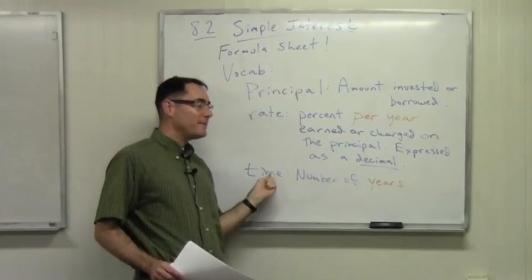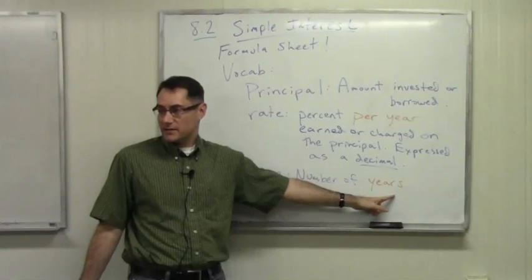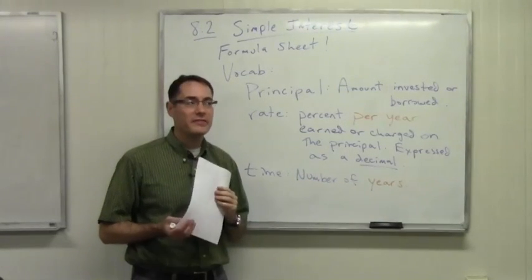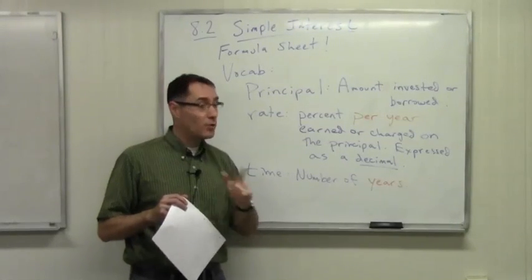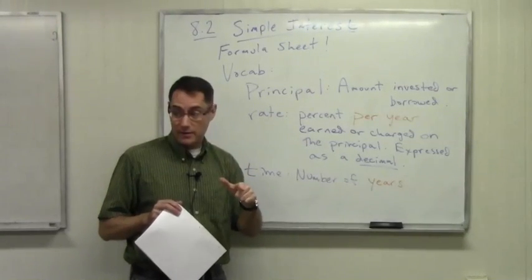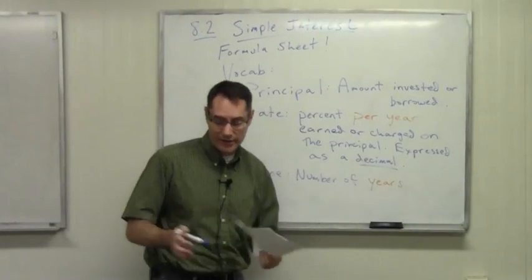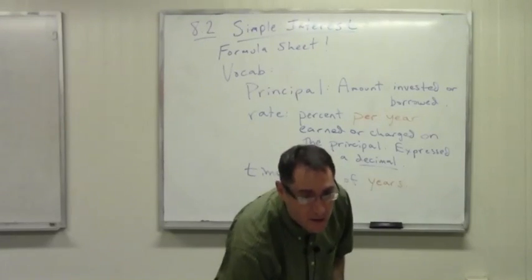The time is the number of years that you're investing this. Okay, so question. If you were to invest something for 1 month, how many years would that be? Not 0.012, although you're right idea. No, 1 over 12, whatever that is. Do that on your calculators. 1 divided by 12. Anybody need a calculator today?